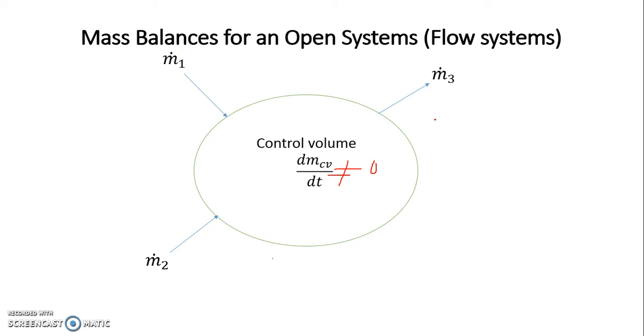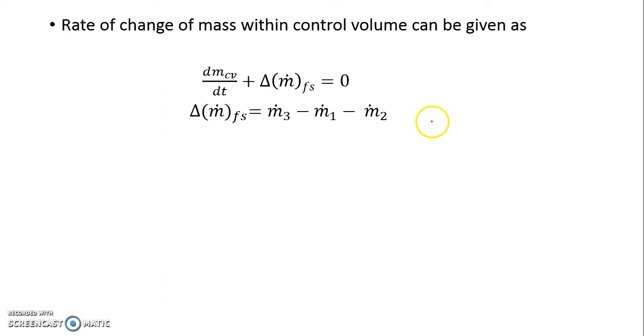So we'll start with a generalized expression, where the process is not at steady state, and we write this: the change in mass of the control volume with respect to time is equal to the change in the flow rates. So m3 dot is nothing but the rate of mass of stream 3, minus m1 dot minus m2 dot. If this is at a steady state, this term will be 0, and dm_cv by dt would also be equal to 0.